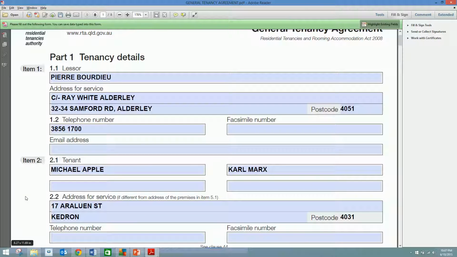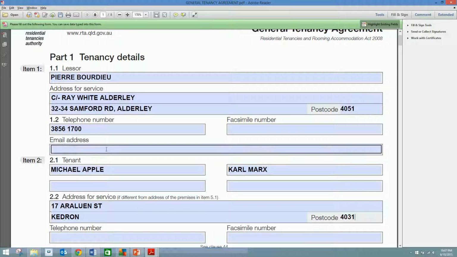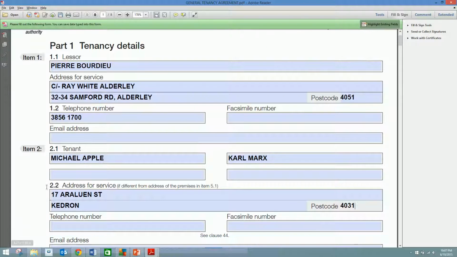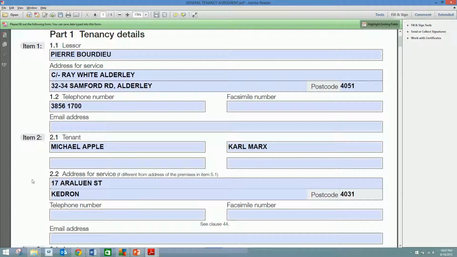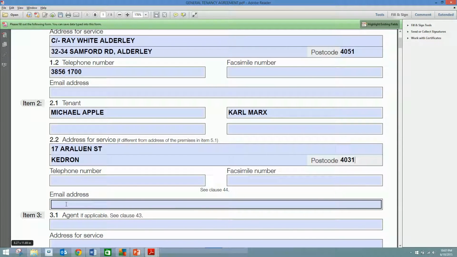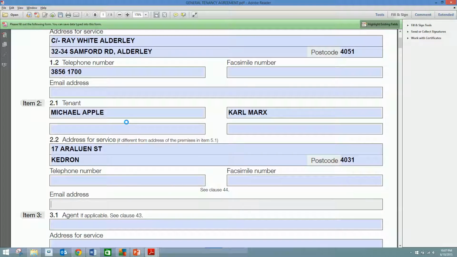So the main thing to remember here is that the lessor is the name of the person who owns the property and the details of the real estate agent. And then item 2 is about the people who are going to be on the lease, the tenant, so that will be you. Okay, so Carl is going to put his email address, carlmarks@capital.com.